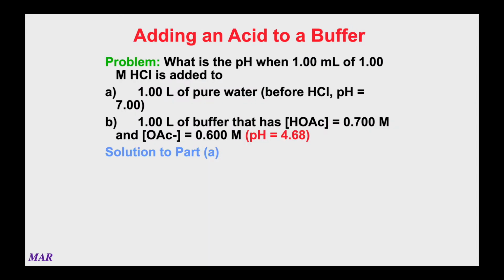Pretty cool. Here's a question. Let's figure out the pH when you add 1 milliliter of 1.00 moles per liter HCl, so 1 milliliter of a strong acid. We're adding it to a liter of pure water, and we're assuming the pH is exactly 7. We're also going to add that same 1 milliliter to a liter of buffer with an acetic acid concentration of 0.700 moles per liter and an acetate concentration of 0.600 moles per liter. This was the problem we did earlier, and we calculated it had a pH of 4.68, just as a reminder.